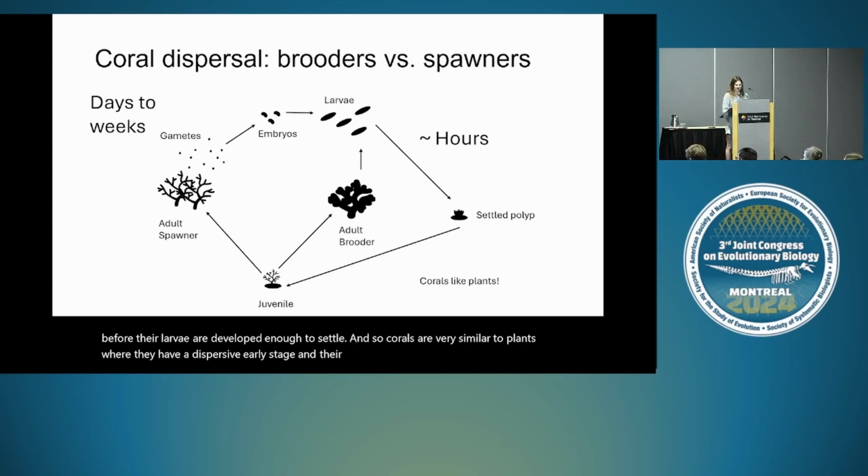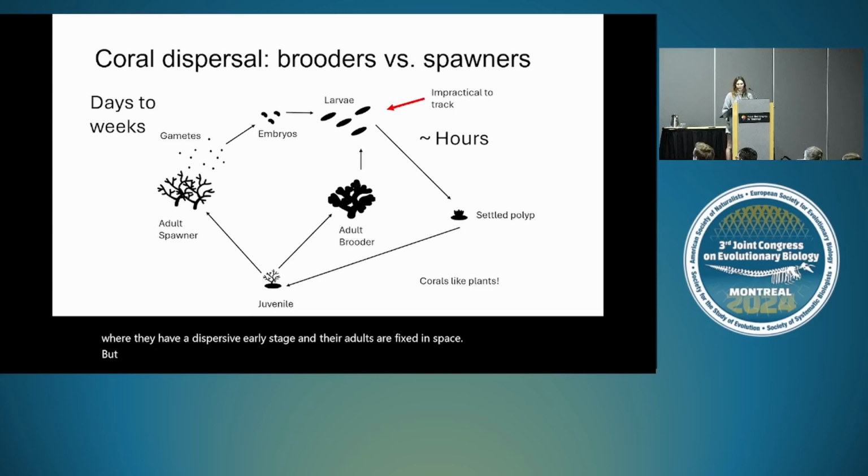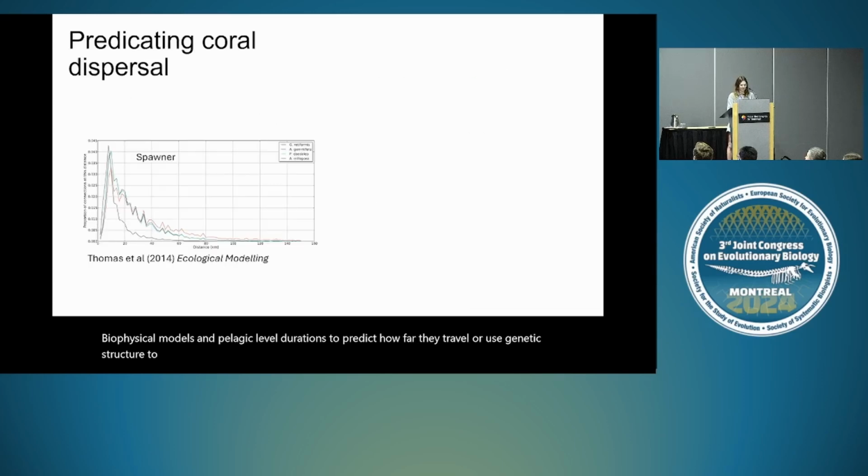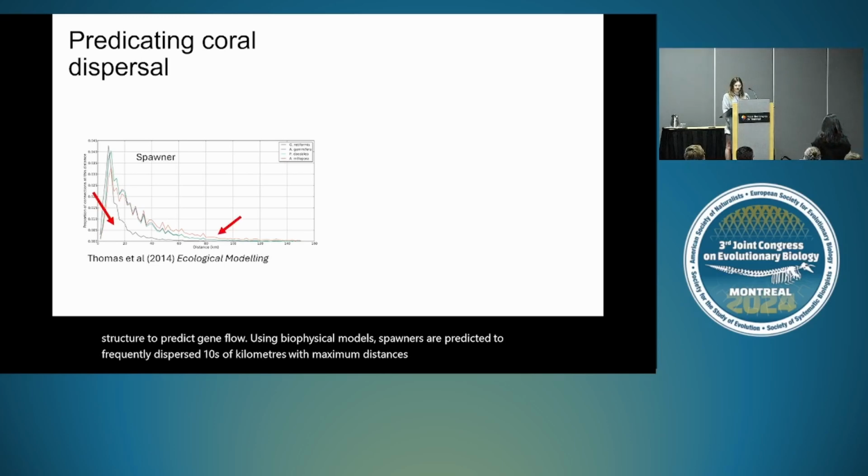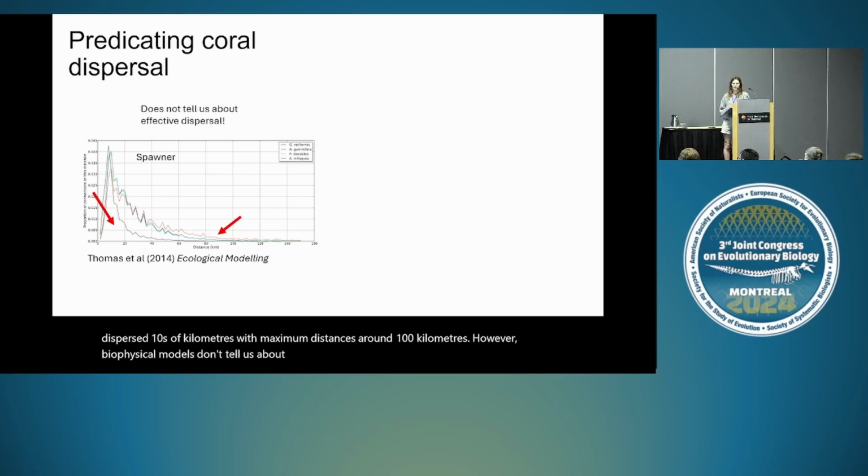But tracking minute larvae in large oceans is impractical, and so we generally rely on using biophysical models and pelagic larval durations to predict how far they travel, or use genetic structure to predict gene flow. Using biophysical models, spawners are predicted to frequently disperse tens of kilometres, with maximum distances around 100 kilometres. However, biophysical models don't tell us about effective dispersal. Do they survive and do they contribute to the next generation?